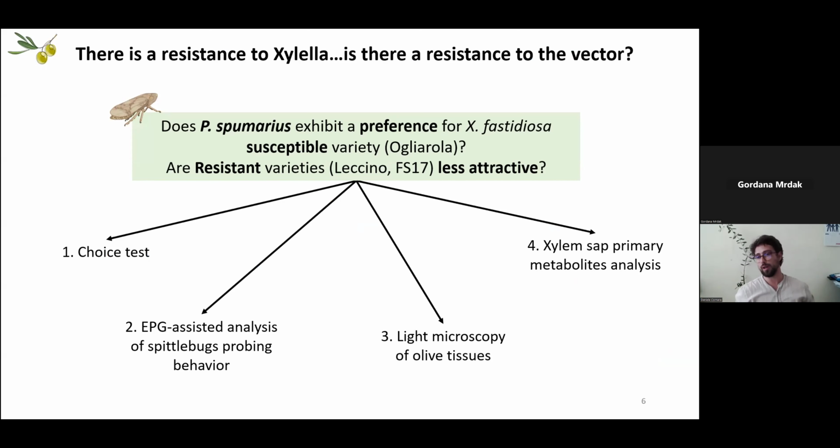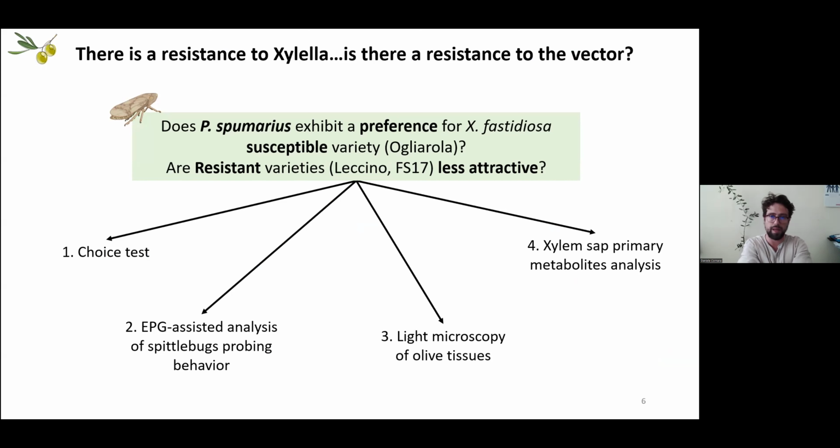For olive, we know that there are olive varieties susceptible to ST53, the strain causing the olive quick decline syndrome, for example the Ogliarola variety. And two olive varieties have been identified as resistant to the bacterium, which are the Leccino variety and the FS17 variety, also called Favolosa. This is looking just at the bacterium-plant interaction.